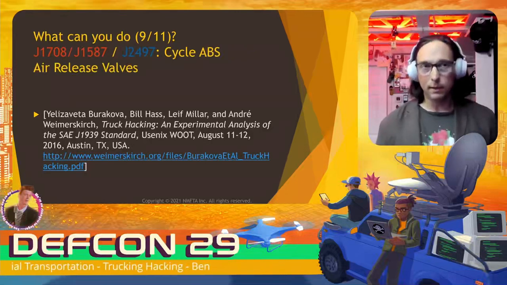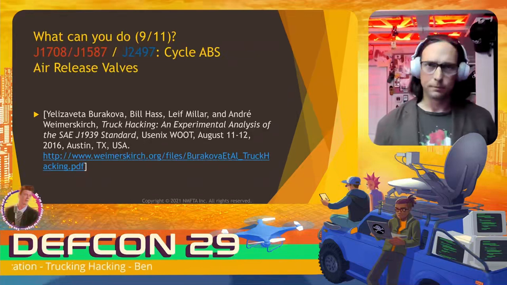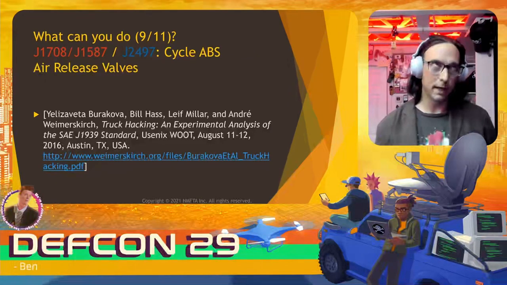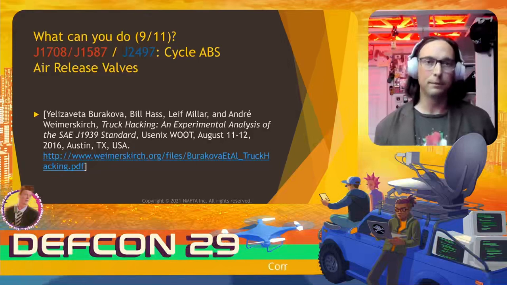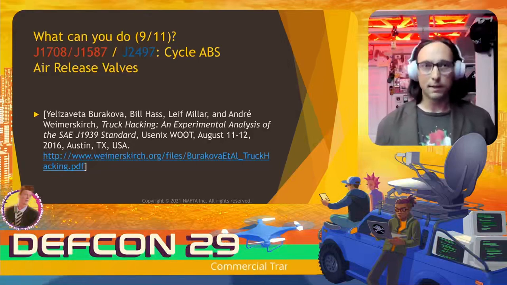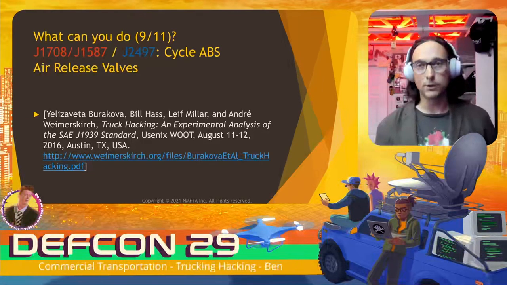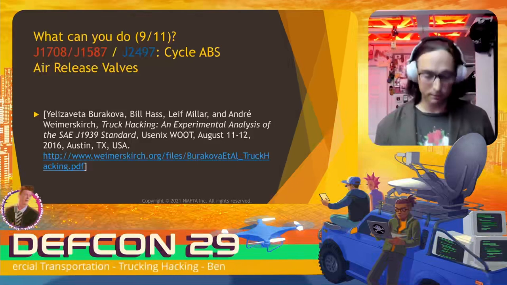They also were able to cycle ABS air release. And they noticed that they could do this by replaying diagnostic tool traffic that was unauthenticated. And what's interesting is that the same functionality is also present on J2497 networks, which maybe isn't surprising since that's just J1708 over power lines.